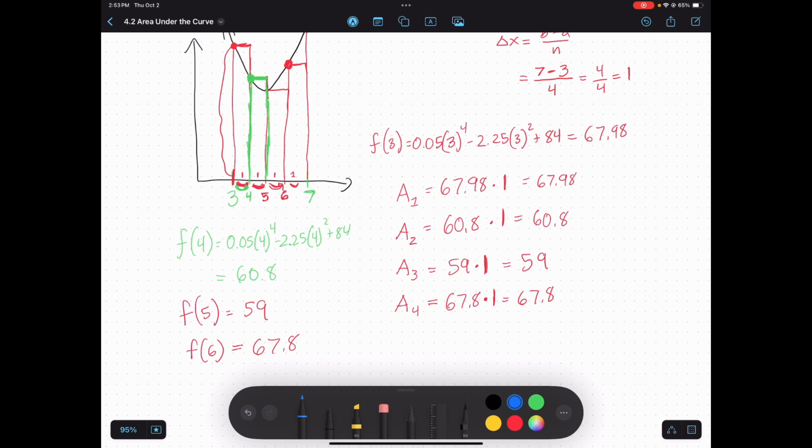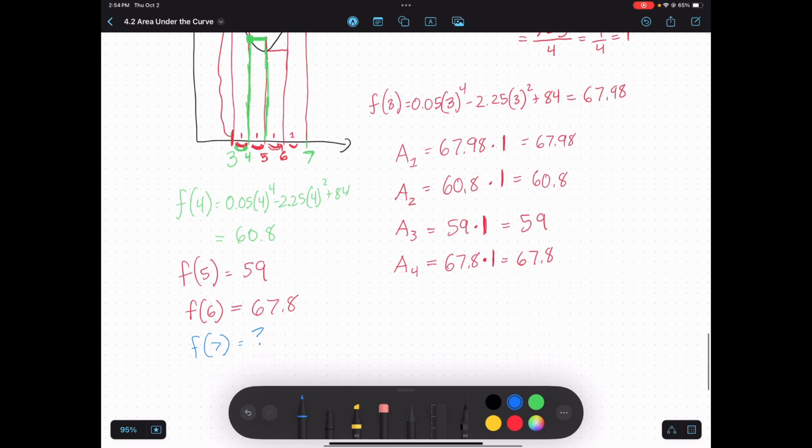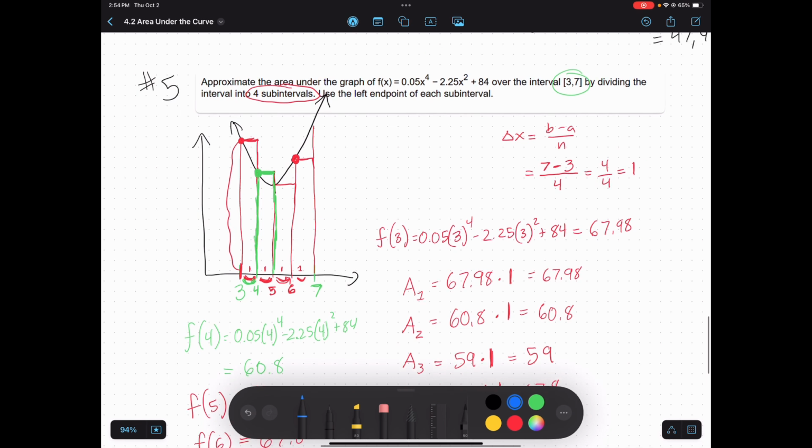Now notice, I didn't actually figure out what the function value is at 7, at the endpoint. That's because I don't need to. If I'm using left endpoints, I don't need to know what the function value is at 7, because that ends up being a right endpoint. And that's true for all left-hand sums: you never actually end up using the ending point. The converse is true. If you're using right endpoints, you never actually use the starting point.